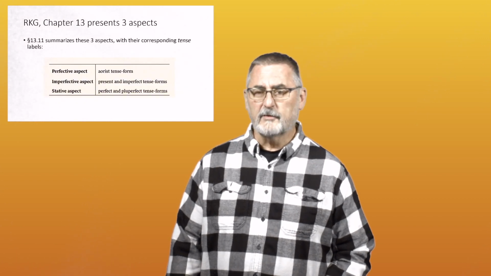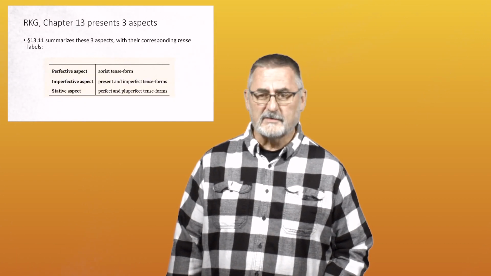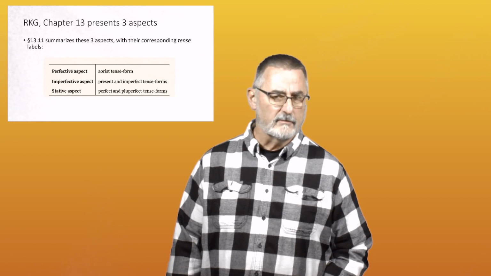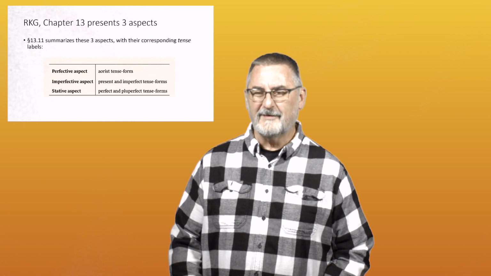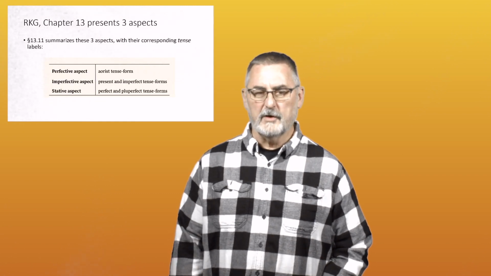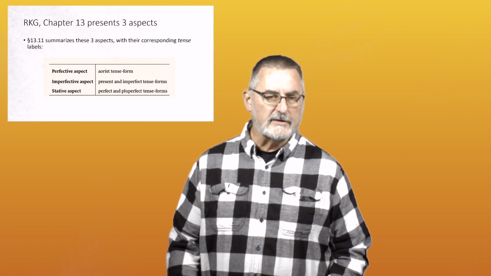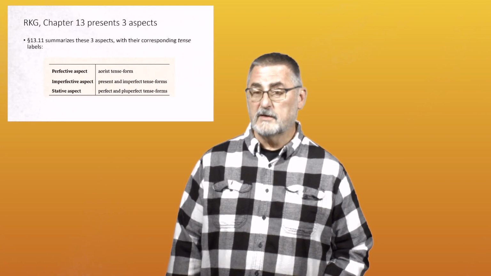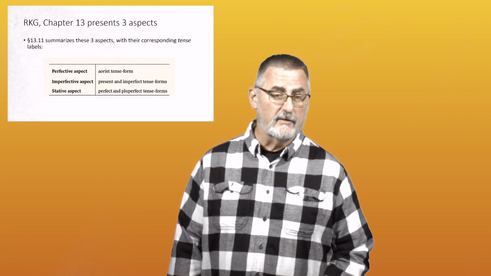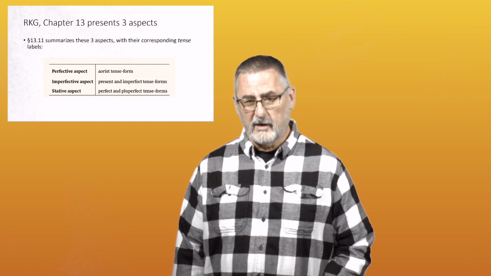Now, in chapter 13, Decker does give us this nice little chart, section 13.11, where you can see the different tense forms in Greek and the aspect that goes along with that. So perfective aspect, we'll see the aorist tense form. Imperfective, we see the present and imperfect tense forms.